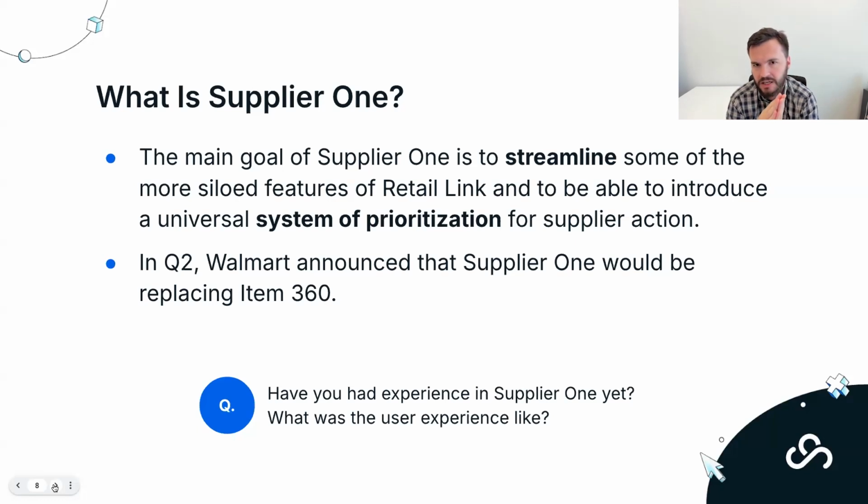So Supplier One can be thought of really as this universal system of prioritization for supplier action. How can we get all of this stuff distilled into one place to locate the things that are the biggest red flags? Now, that's the ideal for the dashboard in Supplier One. The reality could be totally different, right? What is the supplier's priority?